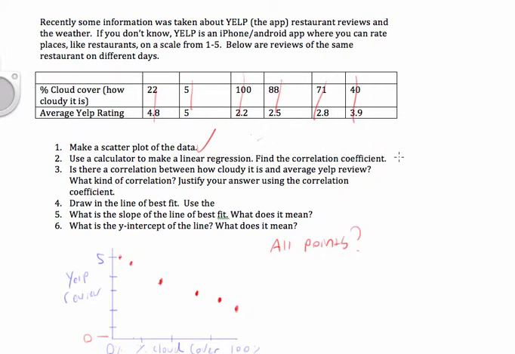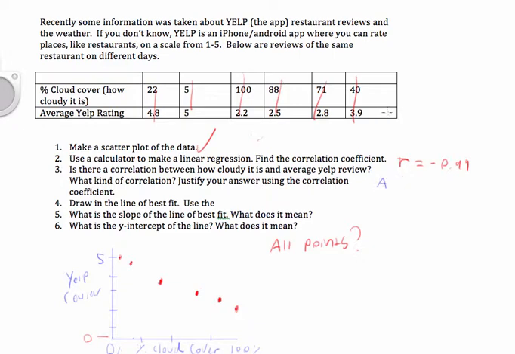So I'm going to state negative 0.99. Is there a correlation between how cloudy it is and average overview? What kind of correlation? Justify your answer using the correlation coefficient. Okay, so I'm going to write that here.